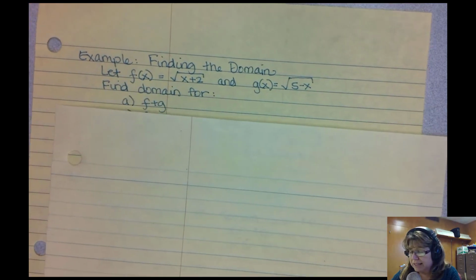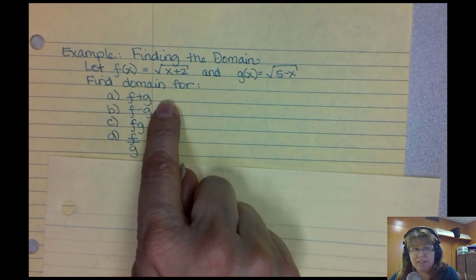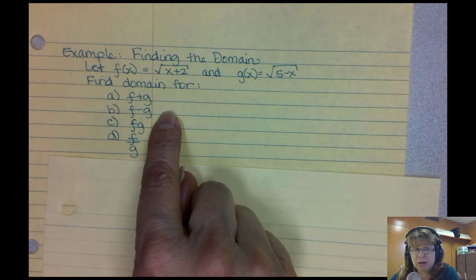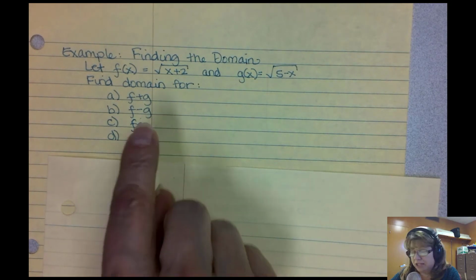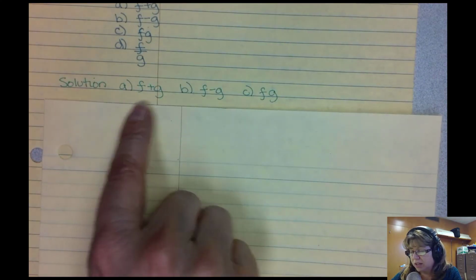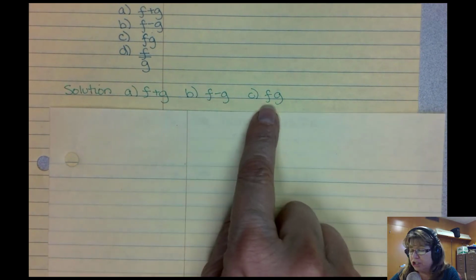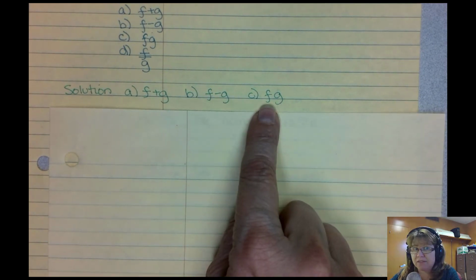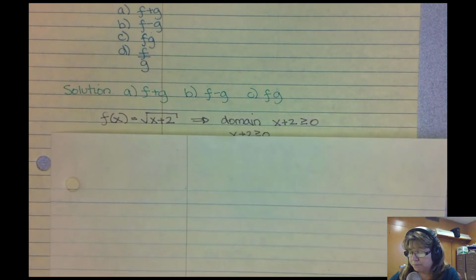Okay, let's look for the domain for f plus g, f minus g, f times g, and f divided by g. Let's do this one at a time. And in fact, we could actually do 3 of them all at once because f plus g, f minus g, and fg all have the same domain. But let's run through it really quick and see what's going on.